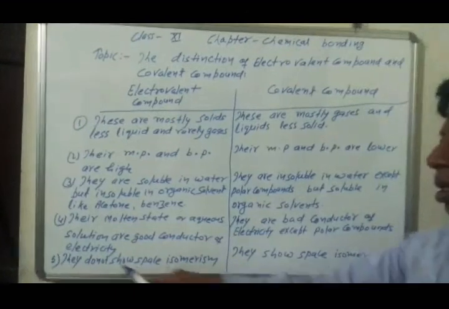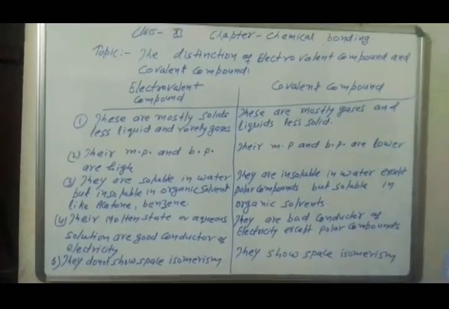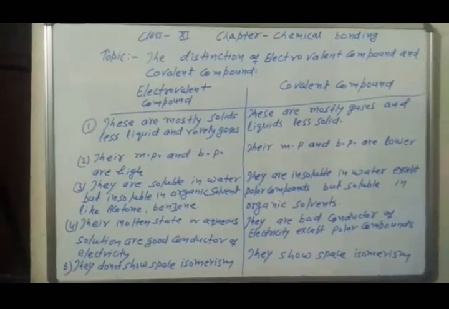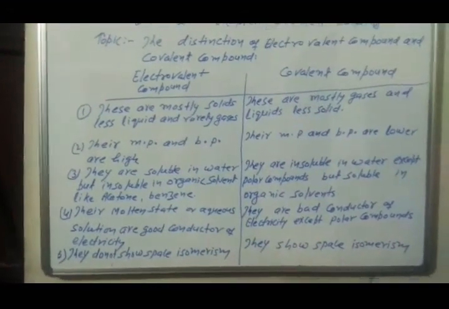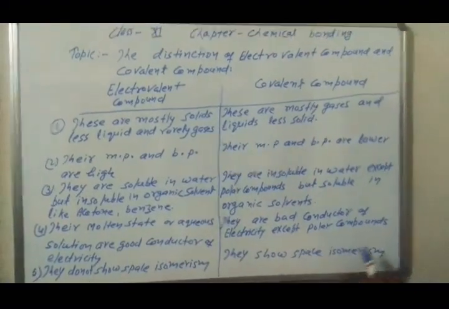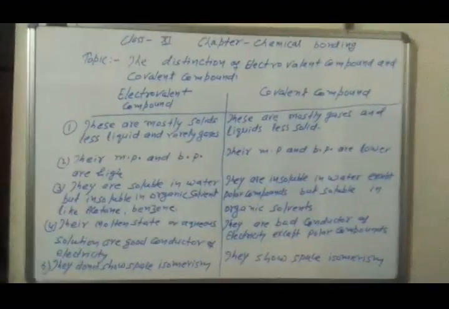Next point, electrovalent compounds do not show space isomerism or stereoisomerism, while covalent compounds show space isomerism or stereoisomerism.